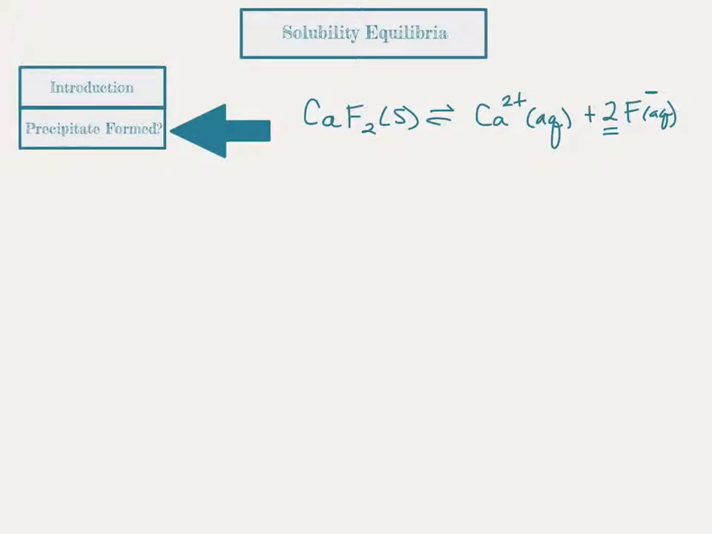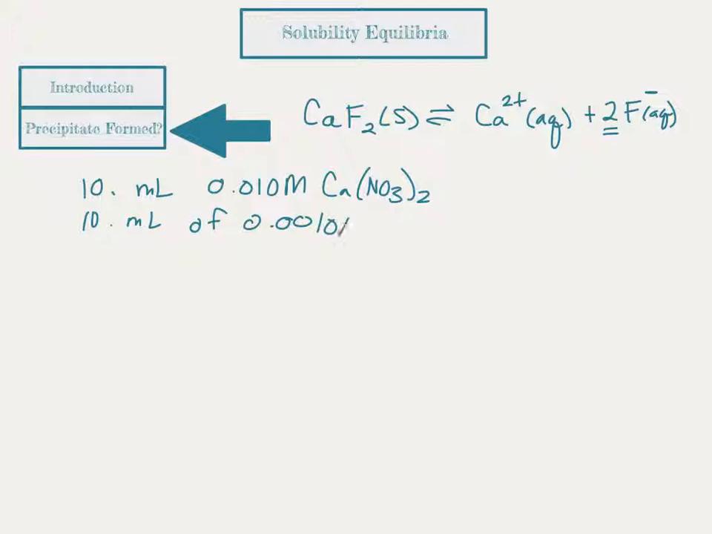Okay, let's try an example. Let's say the question is asking us if a precipitate will form if you mix 10 milliliters of 0.010 molarity calcium nitrate and 10 milliliters of 0.0010 molarity sodium fluoride.